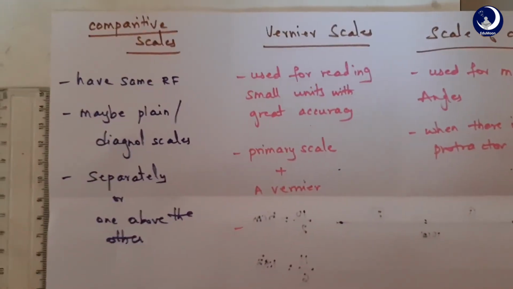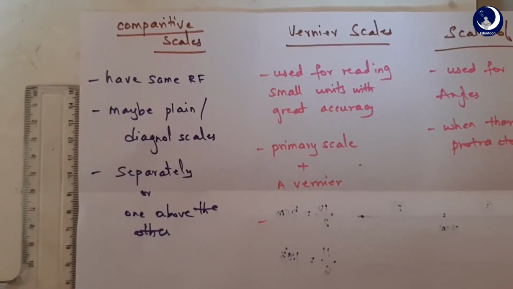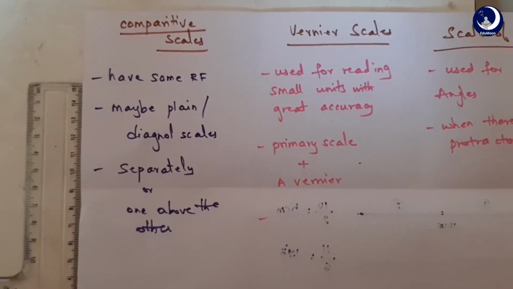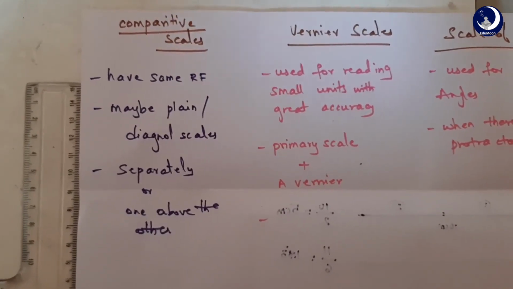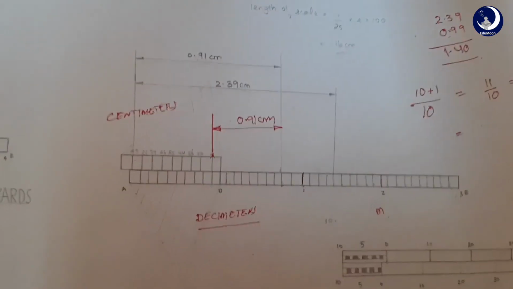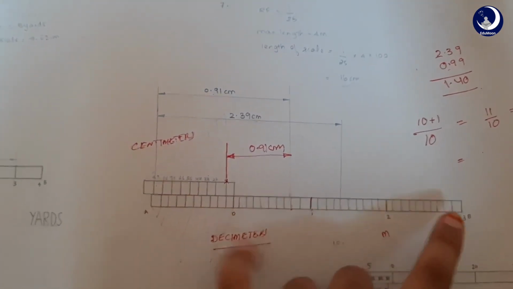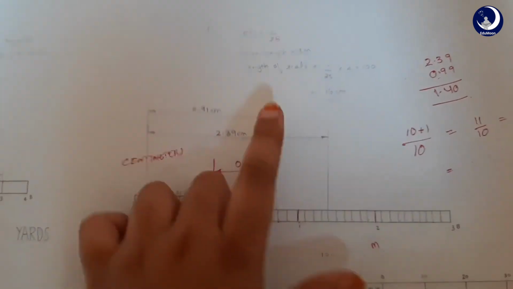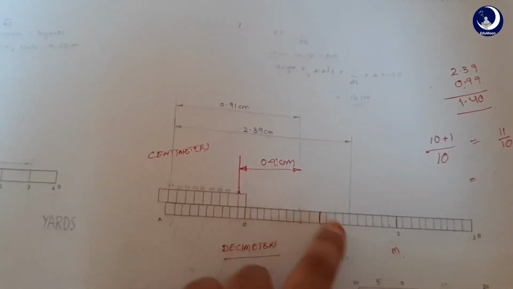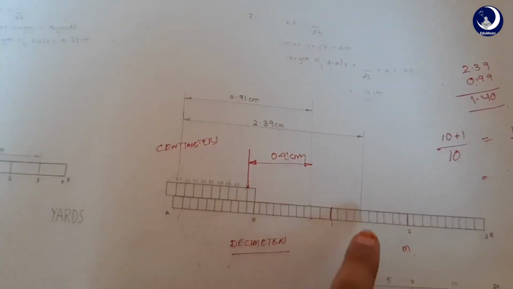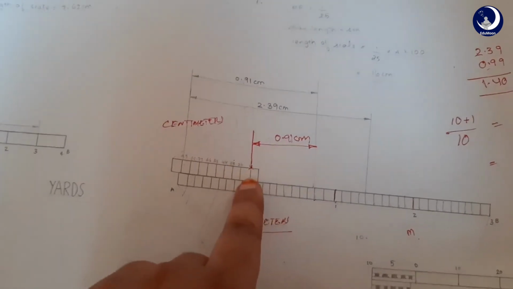Next we have vernier scales. Vernier scales are used for reading small units with great accuracy, very similar to diagonal scales. In a vernier scale there will be a primary scale and a vernier. This is an example of a vernier scale, that is, there will be a primary scale, that is one full scale, and again the calculations are the same. A full scale will be equally divided throughout, not alternatively. And we'll have a vernier which is going to lie just above the scale.